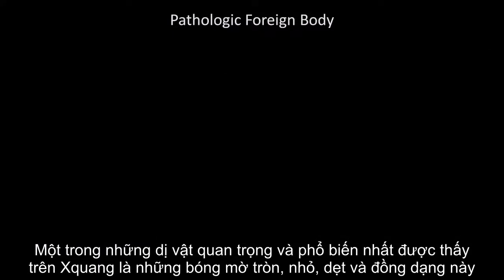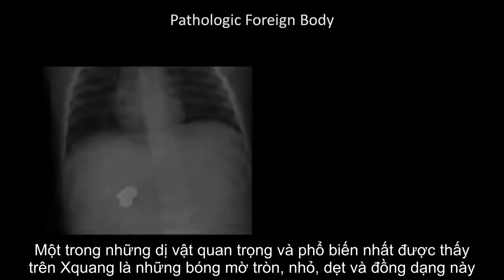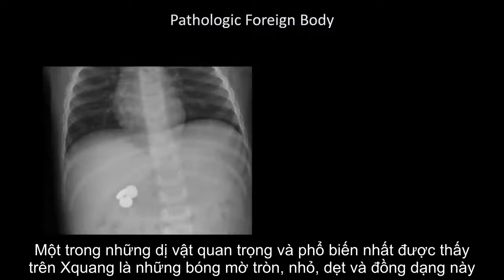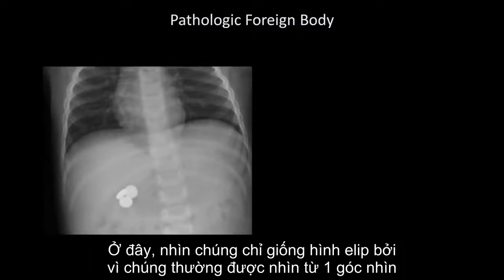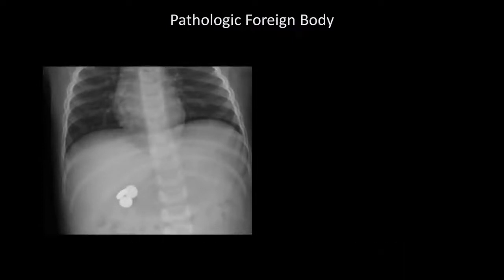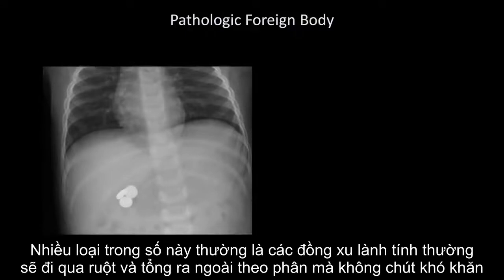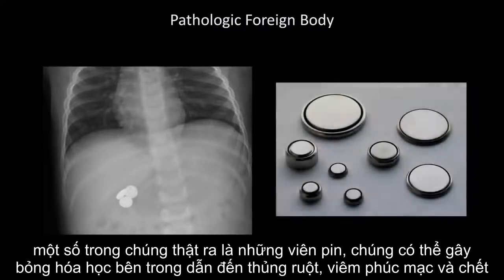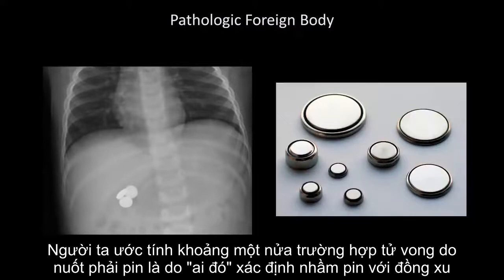One of the most common and important foreign bodies to see on X-ray is the small, uniform, flat circular opacity, which only looks like an ellipse here because it's usually seen from an angle. While many of these are coins, which are generally benign and will usually pass through the bowels and be expelled with feces without difficulty, some are actually button batteries, which can cause internal chemical burns, leading to perforation, peritonitis, and death. It's been estimated that about half of deaths from button battery ingestion occur due to someone misidentifying the battery on X-ray as a coin.